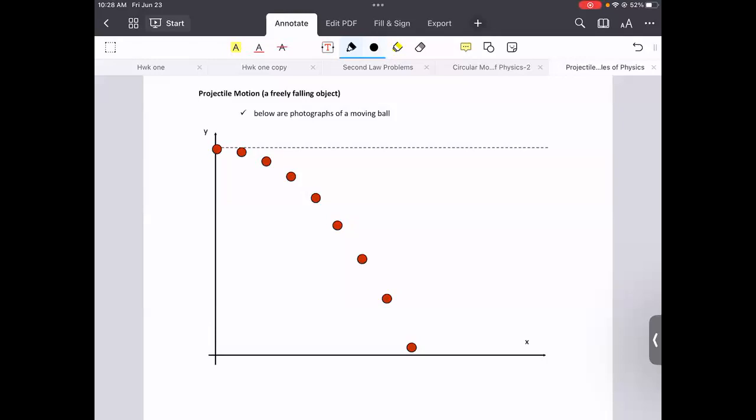Think about the vertical direction, downwards, or sideways. How are they spaced? Is there an interesting pattern that you can observe? So think about this. You can pause the video, pay attention to the photographs and see what's going on.